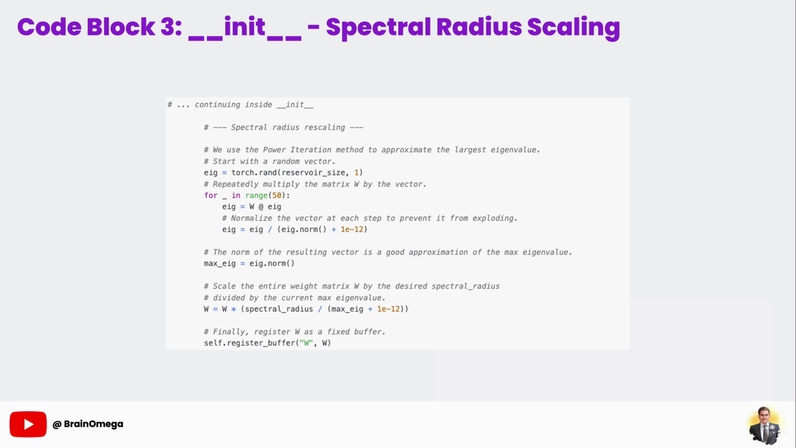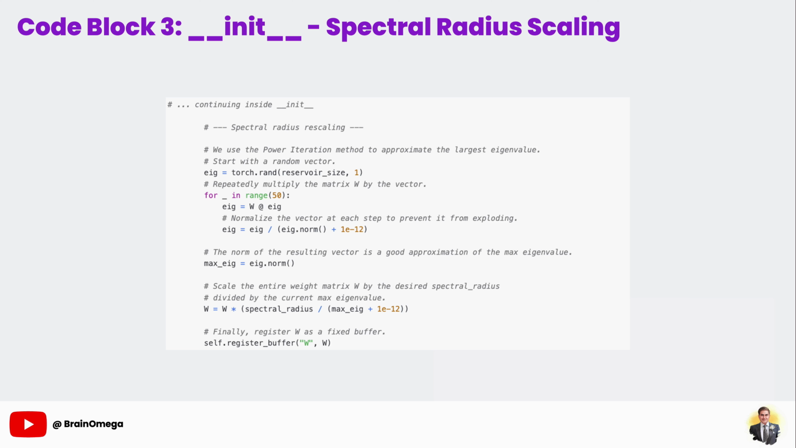The key to this balance is the spectral radius of our weight matrix W, which is defined as its largest absolute eigenvalue. For a stable system, this value needs to be less than 1. So our goal is to take our random sparse matrix W and scale it down so that its spectral radius is exactly equal to our desired value, the spectral radius hyperparameter, which is typically a value like 0.9. Calculating the exact eigenvalues is slow, so instead we use a fast and effective approximation method called power iteration.